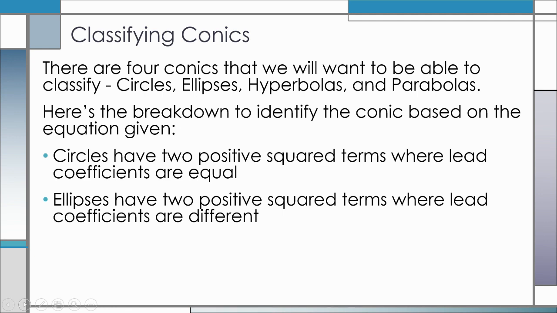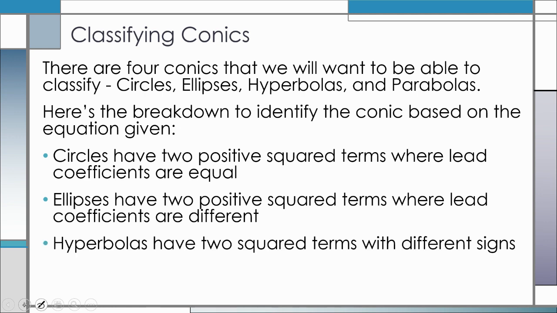equations. So one maybe is an x squared term while the other one is a 10y squared term, but they're both positive, just different numbers in front. With hyperbolas, we want to have two squared terms, but they have to be different signs. So it doesn't matter if the number is the same, but one of those squared terms has to be positive and one of them has to be negative.